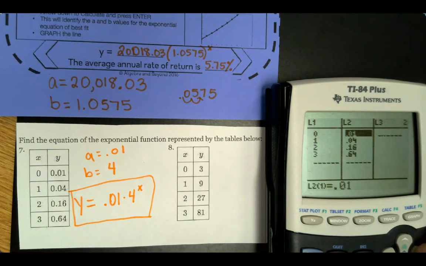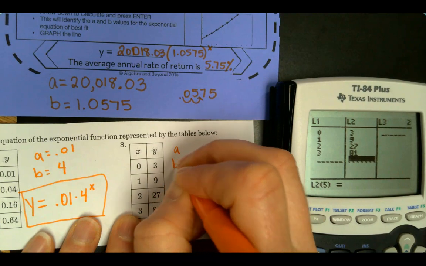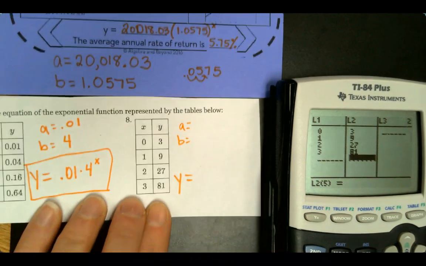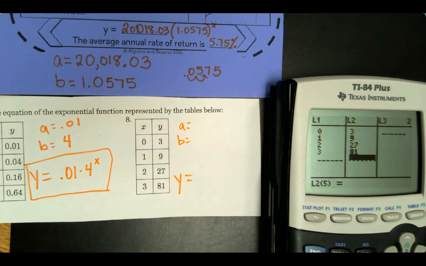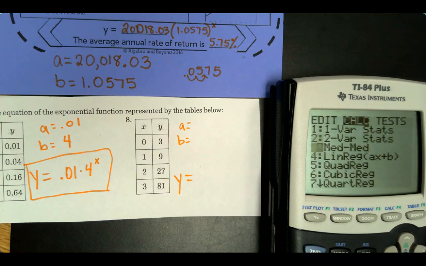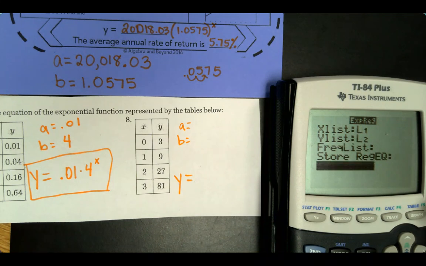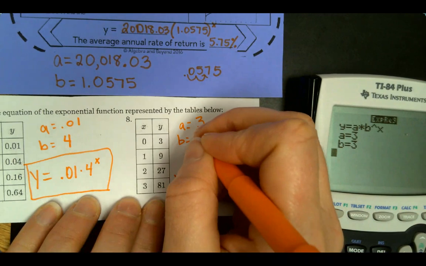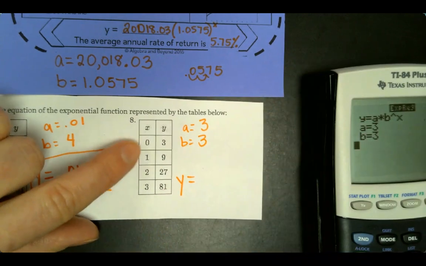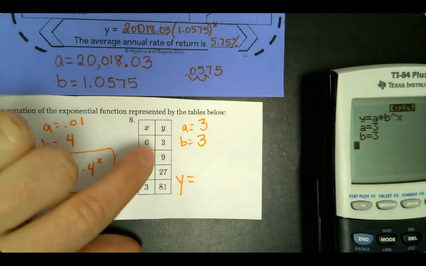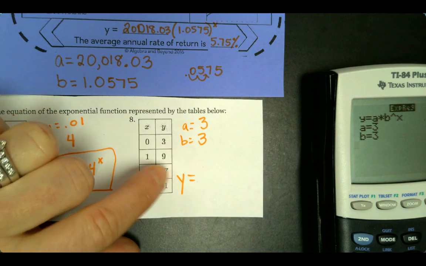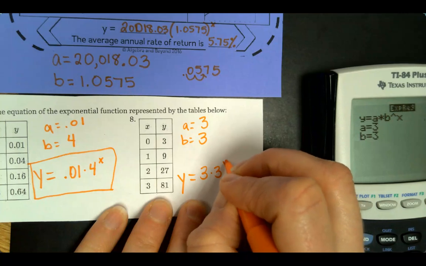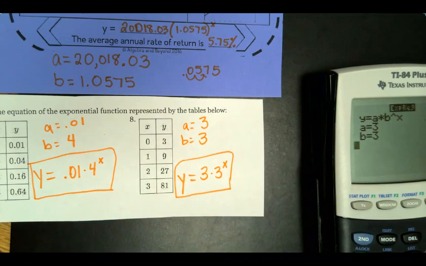All right, now do the next one. Stat over to calc down to exponential regression. A is 3, b is 3. So remember a is your start value, which is where x is 0. And then your growth rate on this one is multiplying times 3. So 3 times 3 is 9, 9 times 3, and so on. So 3 times 3 raised to the x. We're going to glue both of these in the next page in your journal.